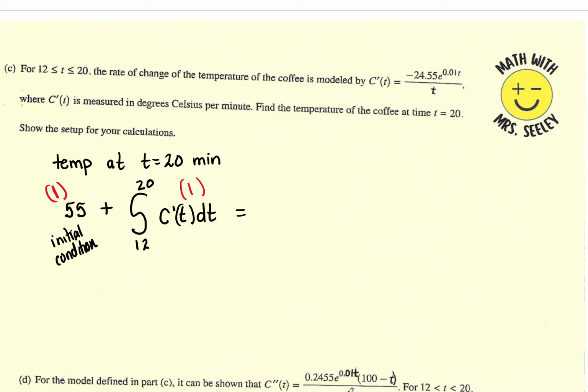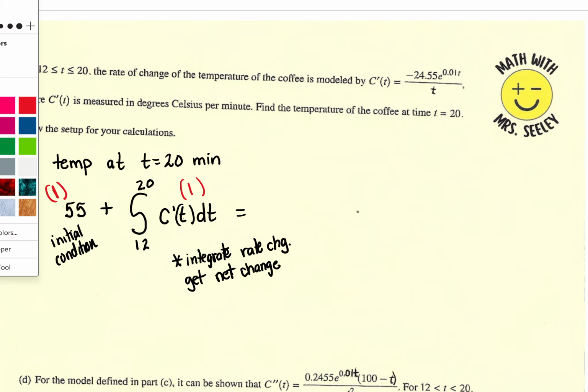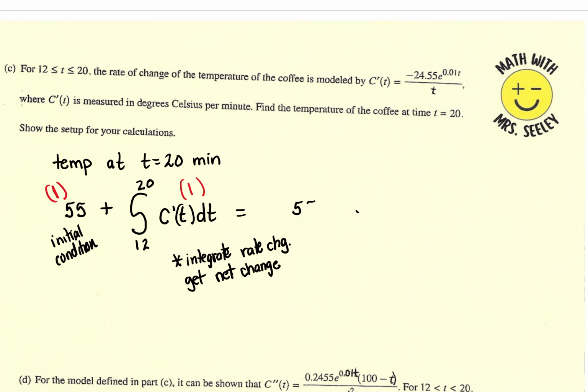Now remember, this is your net change theorem, and it's very powerful. If you ever integrate a rate of change, you're going to get the net change. So what that's saying is, if I integrate the rate of the temperature, I'm going to know what the temperature actually was, what happened during that time. So then I'll just go to here and I have my 55.